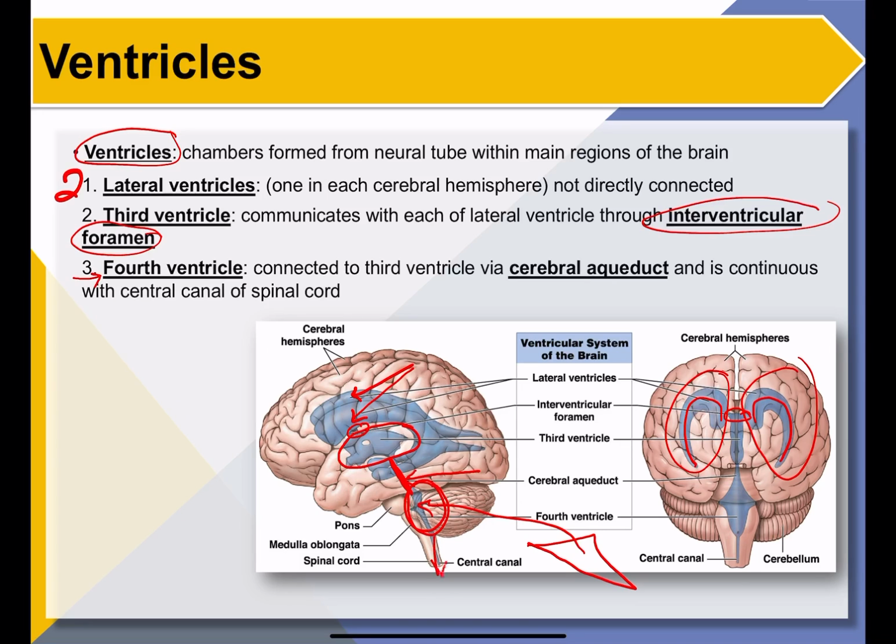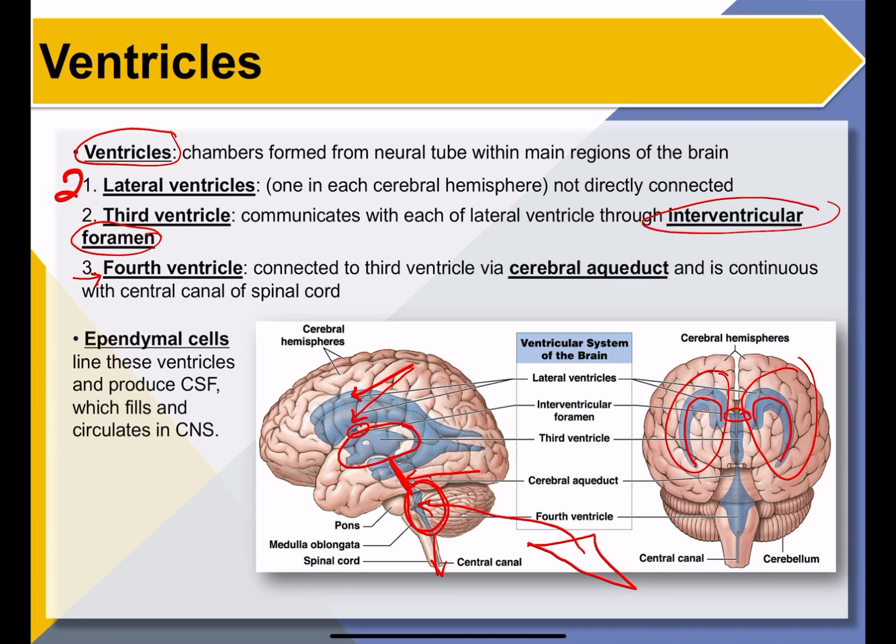Okay, now remember that this is a different central canal from osteons. The osteon's central canal for bone tissue was for blood vessels. For the spinal cord, the central canal is for circulation of cerebrospinal fluid. So make sure you don't mix that up. And we have already talked about the ependymal cells, which are the neuroglia that line these ventricles and are in charge of producing cerebrospinal fluid that circulates throughout the entire central nervous system, meaning both your brain and the spinal cord.